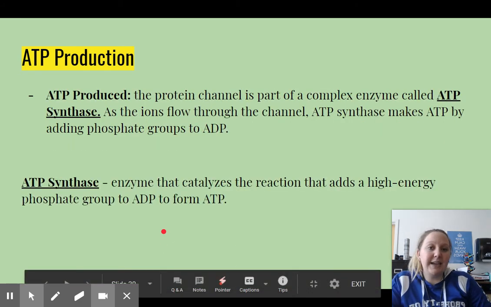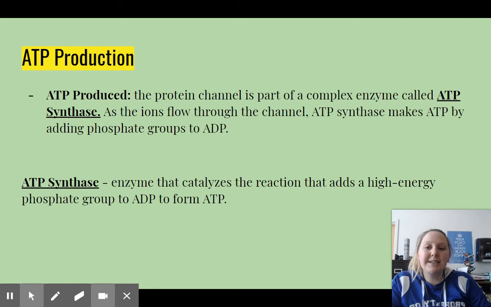The diffusion of hydrogen ions causes ATP production. The protein channel that is part of the complex is called ATP synthase. As the hydrogen ions move through the channel, ATP synthase makes ATP by adding a phosphate group to molecules of ADP. And you can think of ATP synthase like a revolving door. As someone goes through it, we're creating energy. Another one goes through it, we're creating more energy. ATP synthase is an enzyme that catalyzes the reaction to add high energy phosphate groups to make ATP.